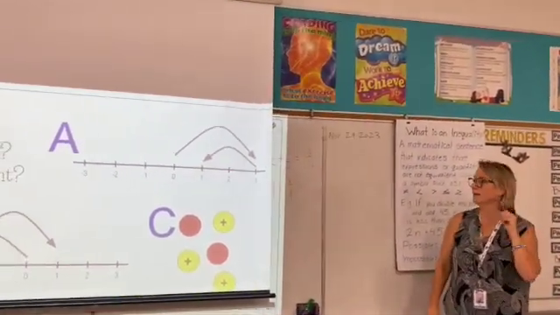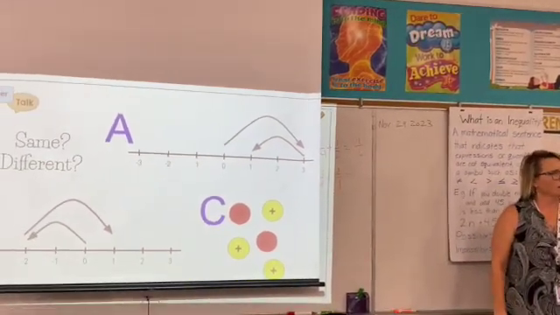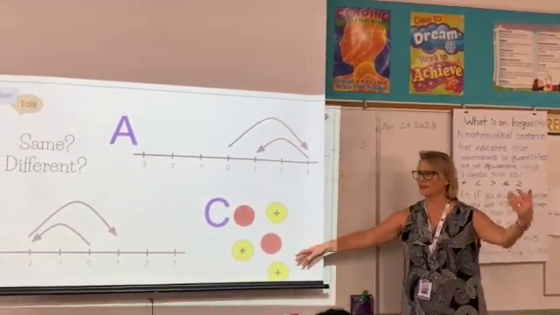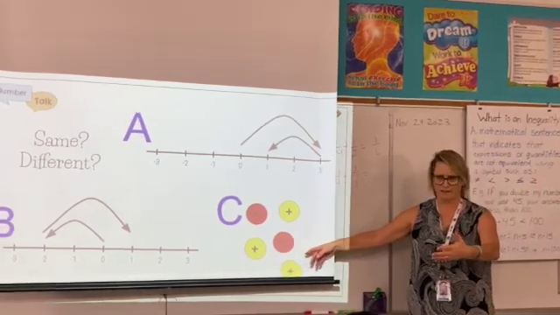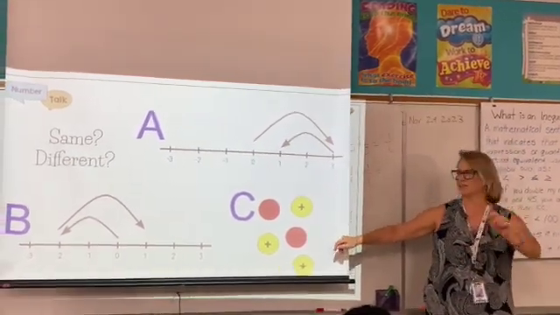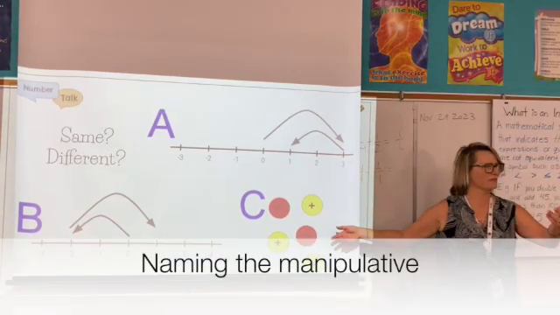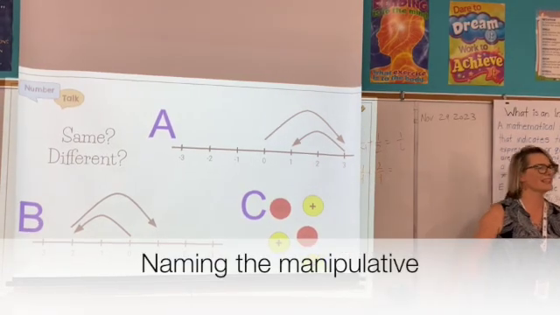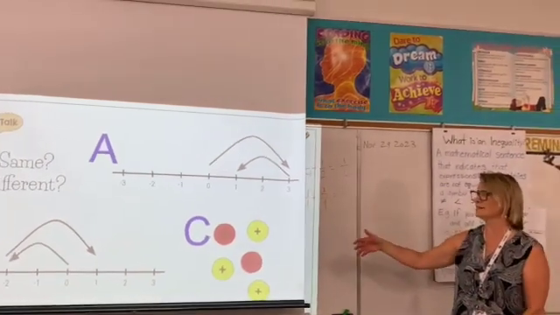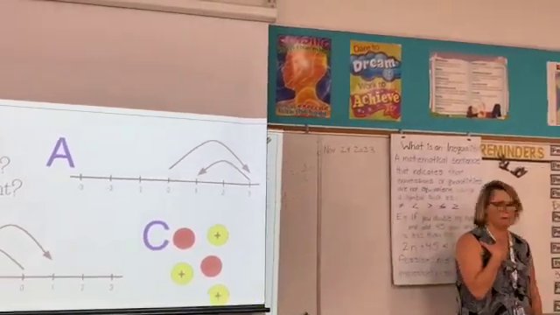C is different because it has colors like red and yellow. Fantastic. Anybody know what these are called? Shout it out if you know it. Yeah, they're integers, but these things are two-sided. Do you know what they're called? Counters. Those are counters. Fantastic. That's a great observation. Notice that some are red and we're calling that negative and some are positive.